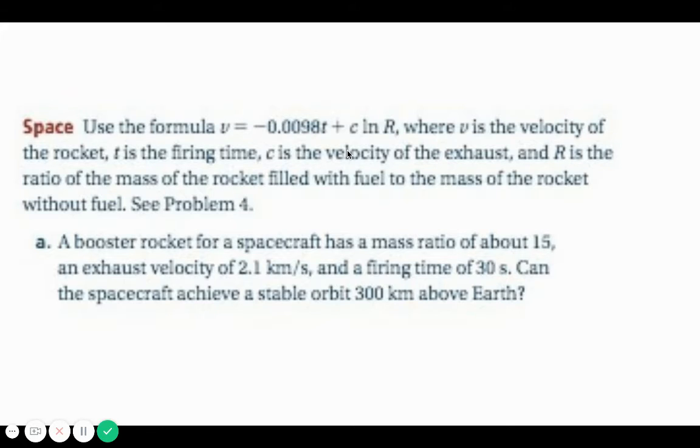So a booster rocket for a spacecraft has a mass ratio of about 15, an exhaust velocity of 2.1 kilometers a second, and a firing time of 30 seconds. Can the spacecraft achieve a stable orbit of 300 kilometers above Earth? And I know this right here just kind of comes out of the blue because there's nothing here about distance or anything like that, but that's just them kind of trying to trick us. A stable orbit of 300 kilometers above Earth is 7.7 kilometers an hour. So it's just asking us, will the velocity be above 7.7 kilometers an hour?